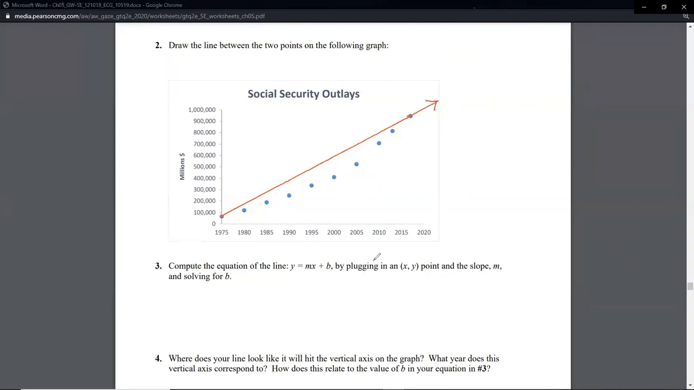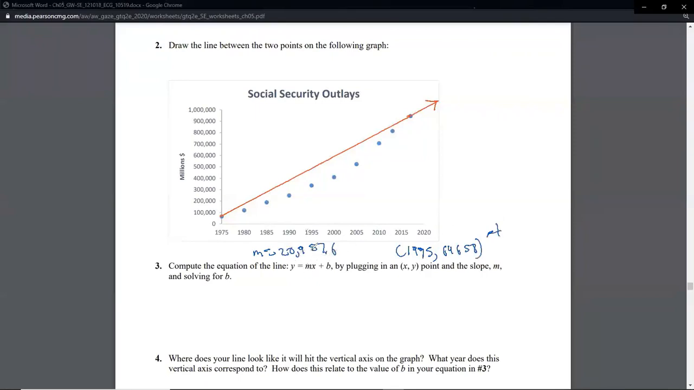All right, compute the equation of the line by plugging in a point from before and the slope that we found before. So before we knew that the slope was 20,957.6, and that was in millions. And the point that I'm going to use is the first one. You can certainly use the 2017 and whatever value that was, but I'm going to use the 1975, 64,658. That's the point I'm going to use with that slope.